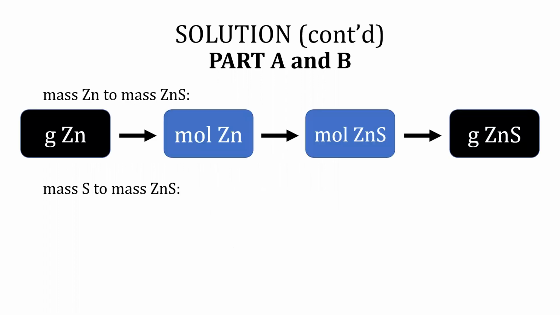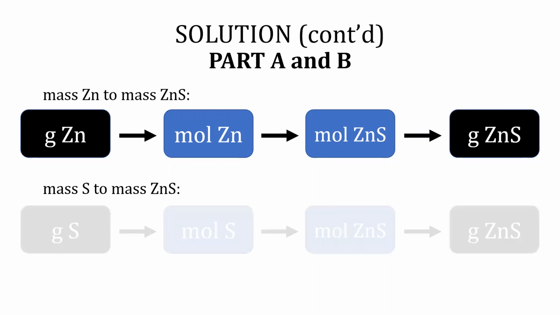For converting mass of Zn to mass of ZnS, the solution map is as follows. Start with the mass of Zn, convert to moles of Zn by dividing it by the molar mass of Zn, then multiply by the mole ratio between ZnS and Zn, and lastly, multiply the molar mass of ZnS to get grams of ZnS. For converting mass of S to mass of ZnS, the solution map is as follows.